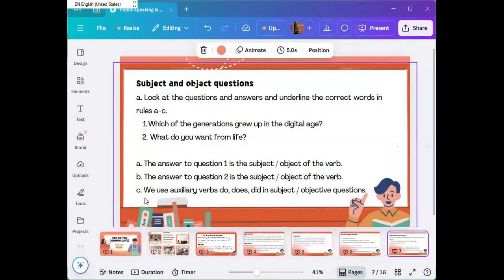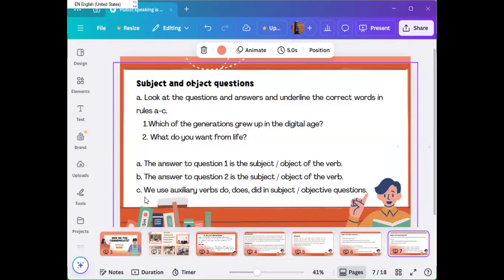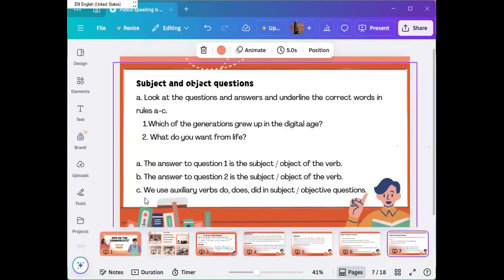What do you think of? Object question. Yeah, object question. You already answered for number 2, right? So auxiliary verb, we say auxiliary verb is the verb to do. Maybe verb to do, like to do that.